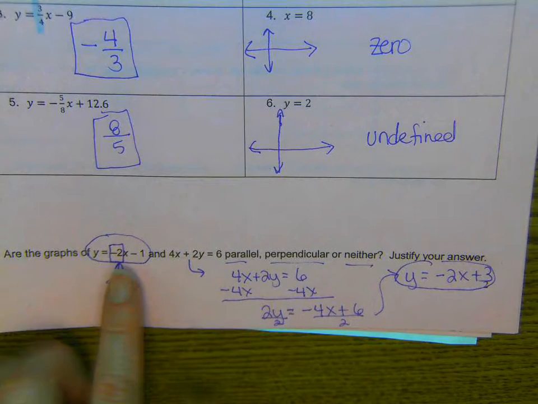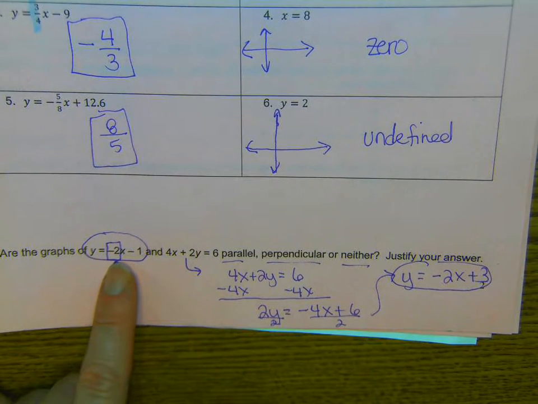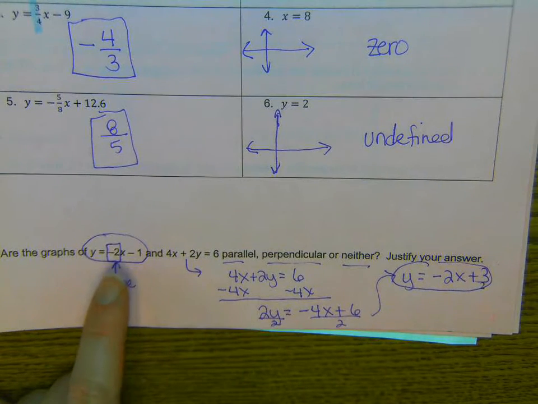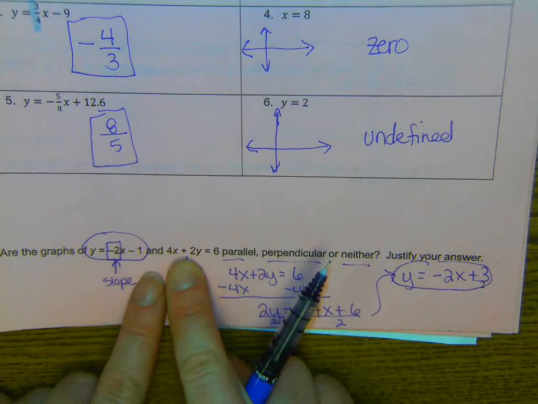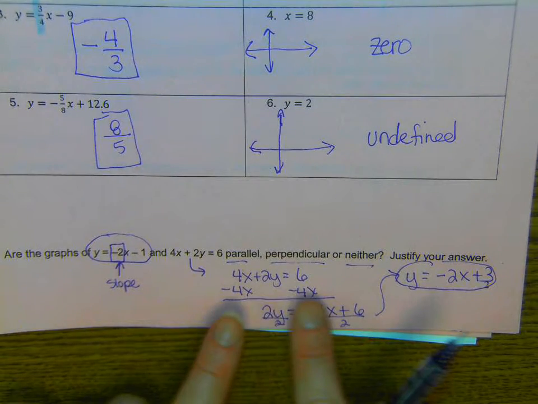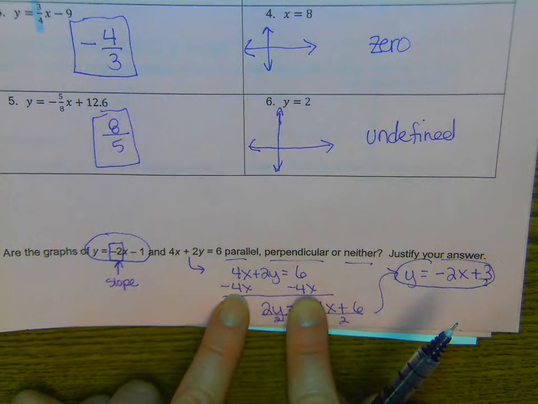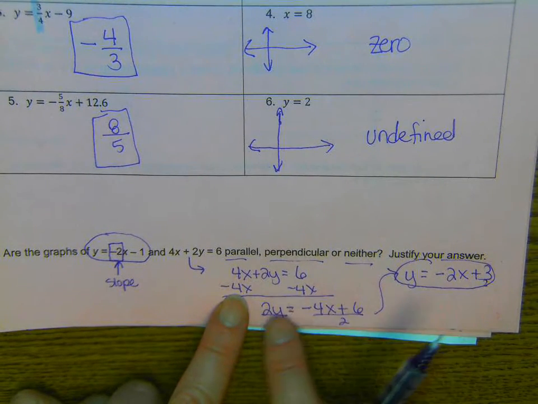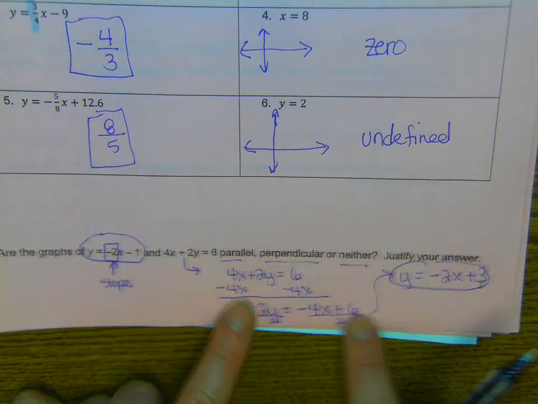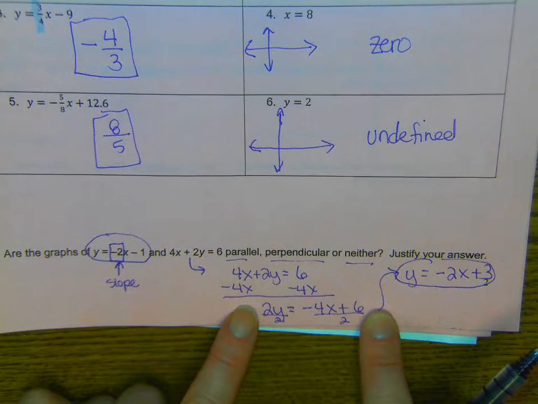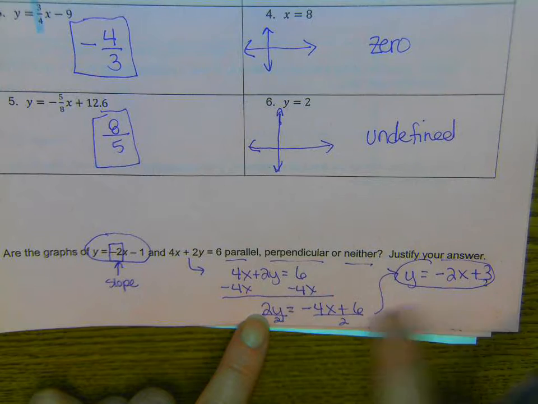Alright, so let's start with this line. You should not have had to do any work with this. What's the slope of this line? Negative 2. This one you had to do some work with. So I subtracted 4x from both sides. So then I rewrote 2y equals negative 4x plus 6. Do you see what I did next? Divided by 2. And negative 4 divided by 2 is negative 2.